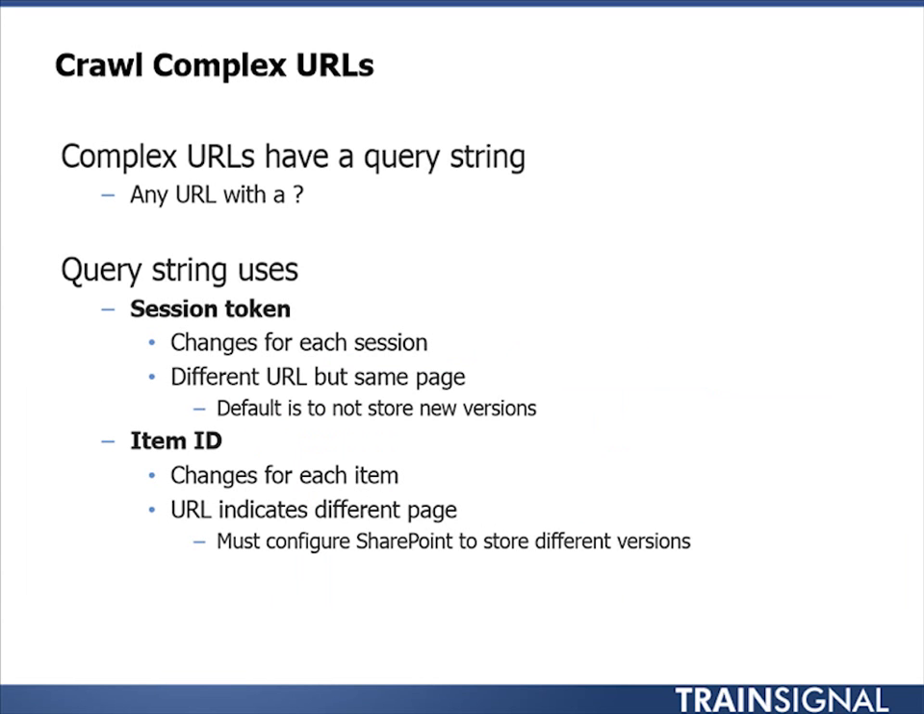Now, the last big thing that we can set inside of there is how we want to handle complex URLs. Complex URLs are any URL with a query string. Basically, if you see a question mark in there, that's a query string. Now, query strings can be used for a lot of different reasons. A couple of the most common ones are session tokens and item IDs.